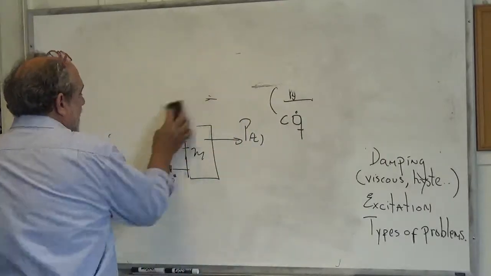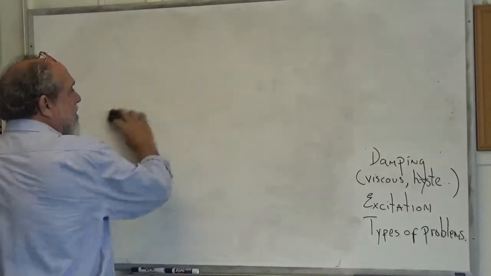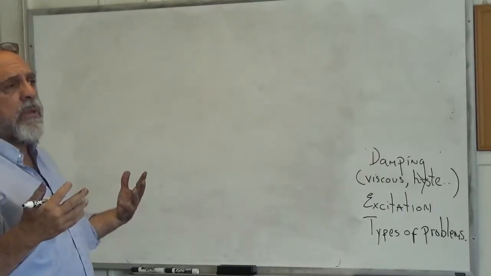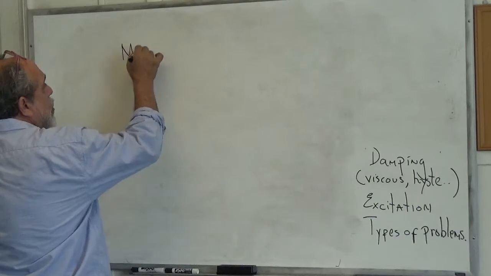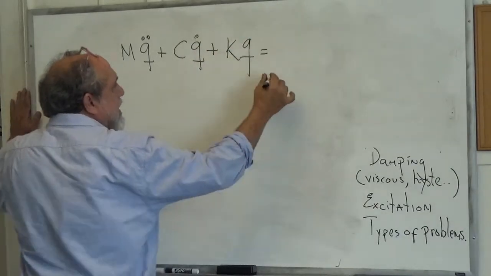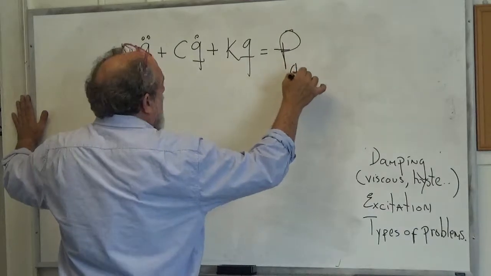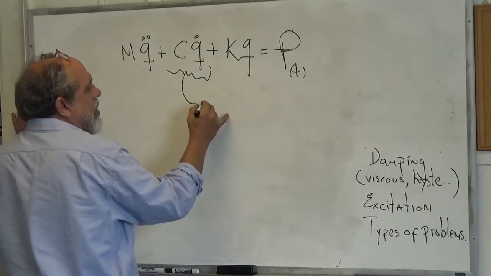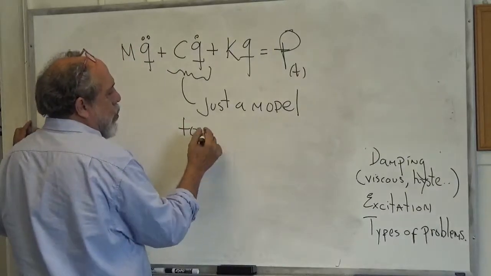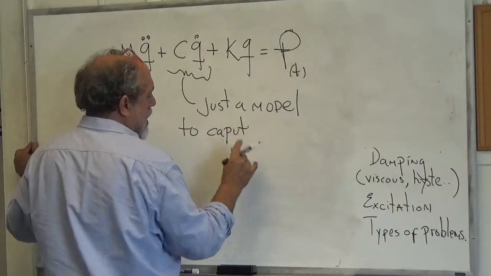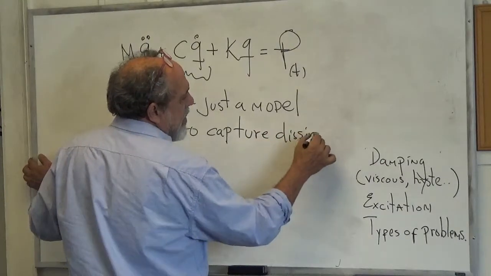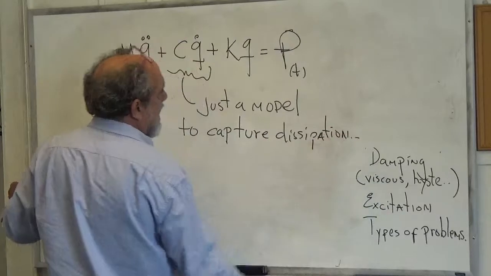Now, damping, again. One thing to keep in mind at all times, and that's something often forgotten in dynamics by some people, is that when we say that the damping is of the form c q dot, viscous damping, with the load P(t), this is just a model to capture dissipation. It doesn't really mean that we think that there is viscous damping there.